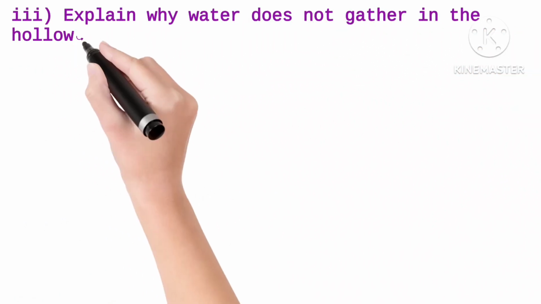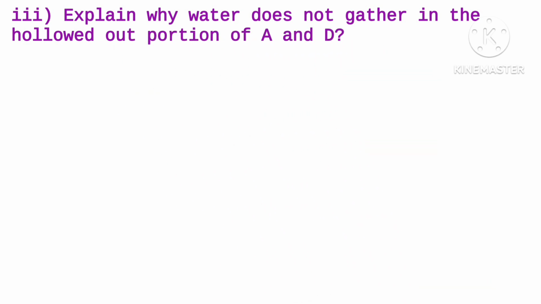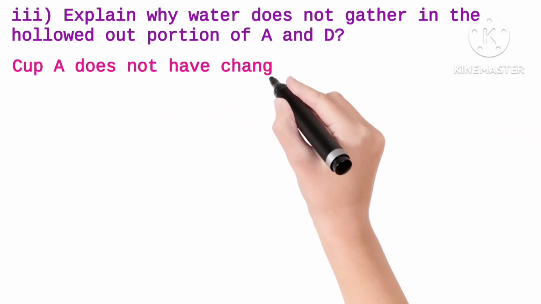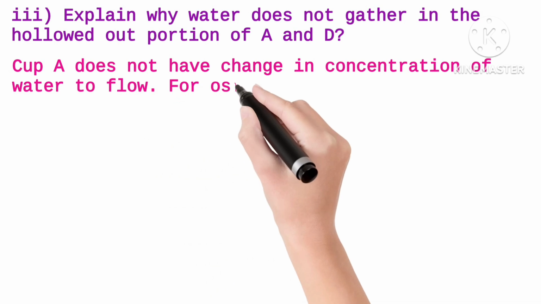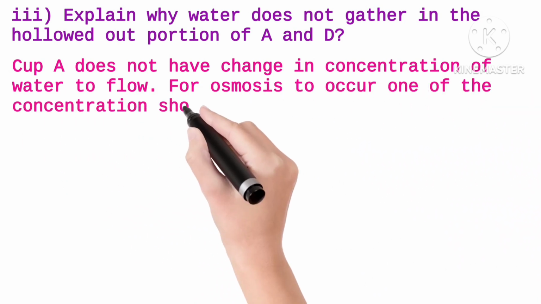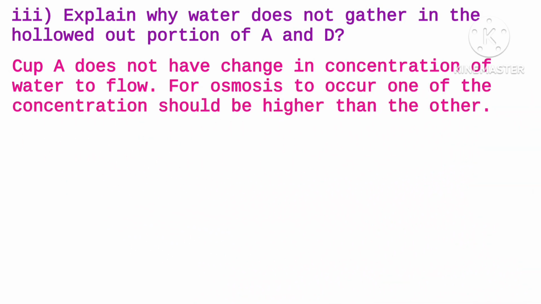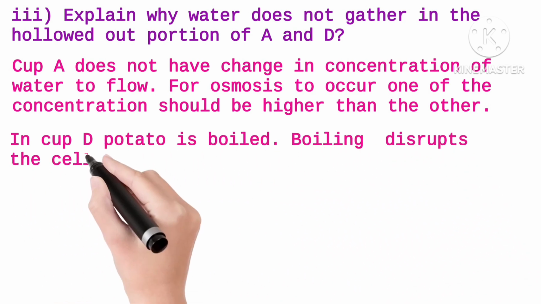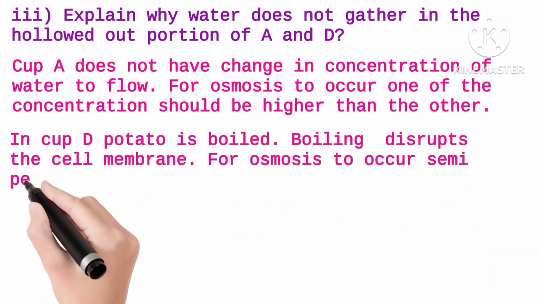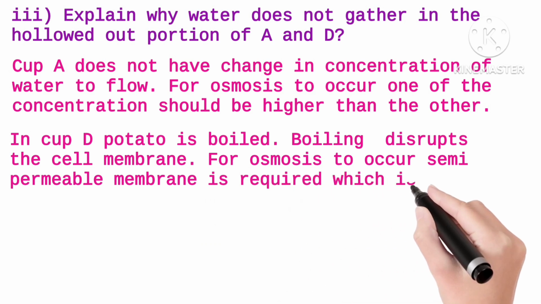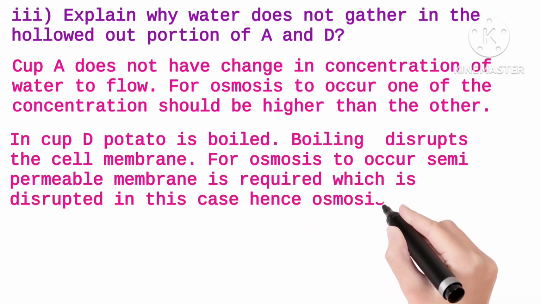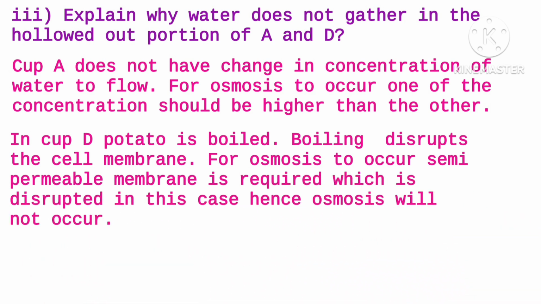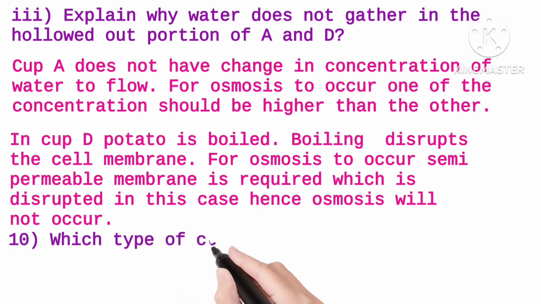Explain why water does not gather in the hollowed portion of A and D. In cup A, there is no change in concentration of water to flow. For osmosis to occur, one concentration should be higher than the other. In cup D, the potato is boiled. Boiling disrupts the cell membrane. For osmosis to occur, a semi-permeable membrane is required, which is disrupted in this case. Hence, osmosis will not occur.